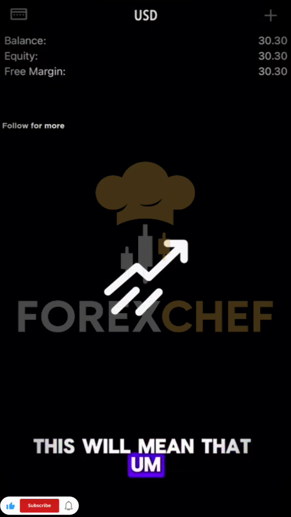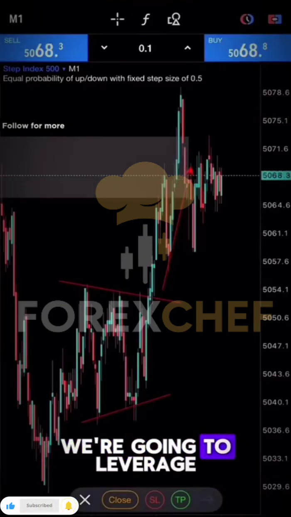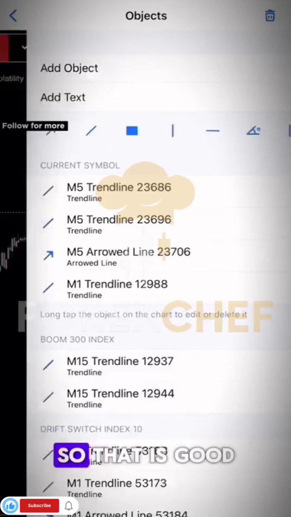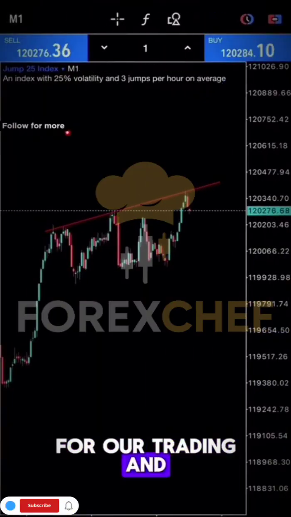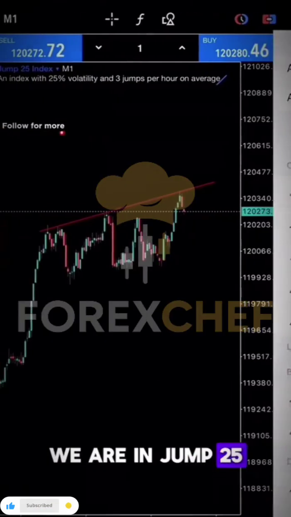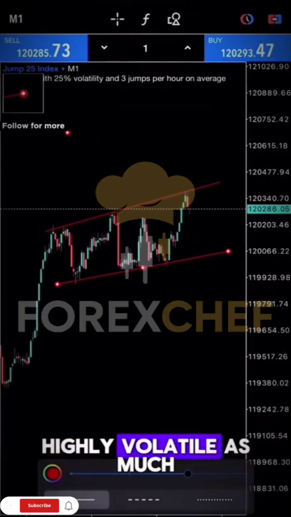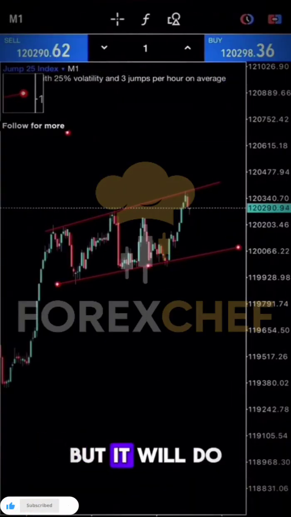This will mean that on the next trade we're going to leverage a bit higher, so that is good for our trading. And on this part we are in Jump 25. Jump 25 is not as highly volatile as Step, but it will do.